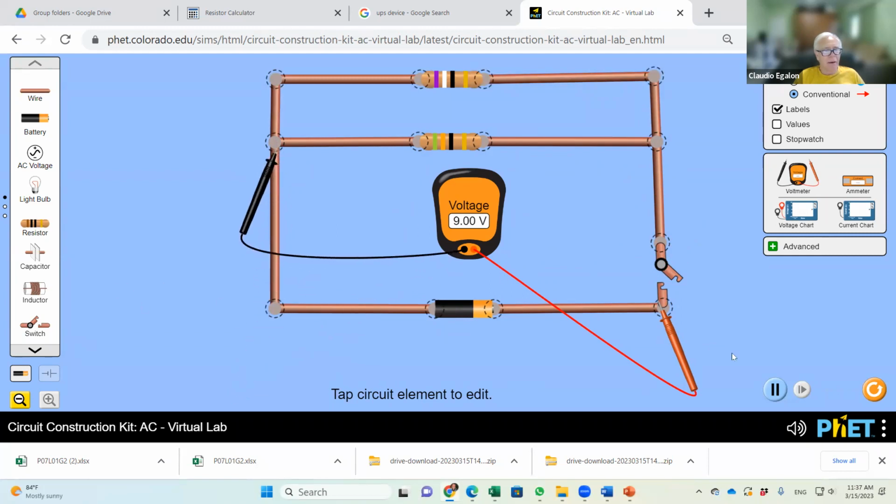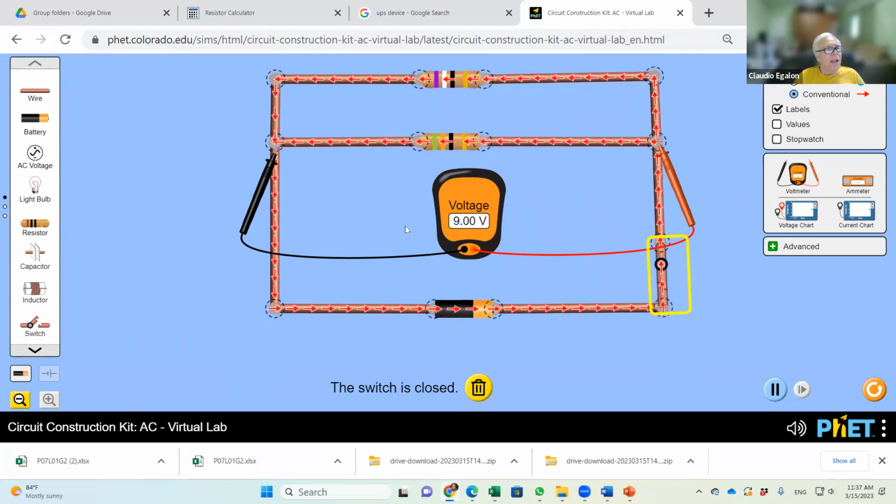Let's put it back here. And then when I close the switch, we have a measurement of 9 volts between those two ends. And look what's happening to the current. The current leaves this device, right? Current I, it splits through this branch and goes to the other one. Just like cars at the junction of a freeway.